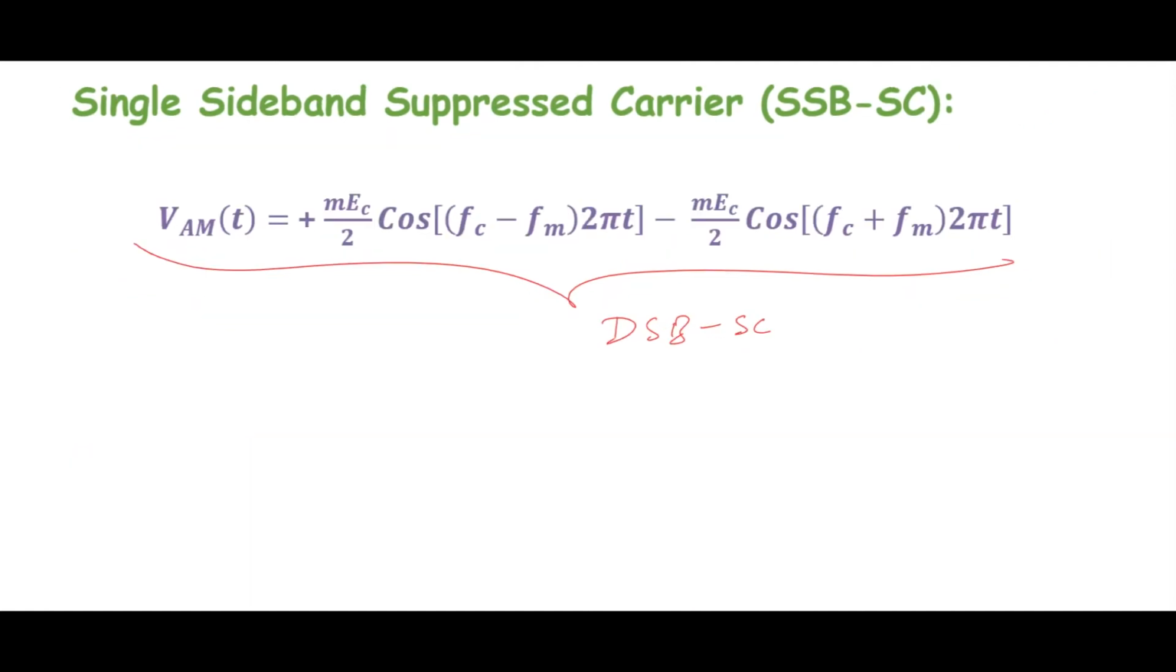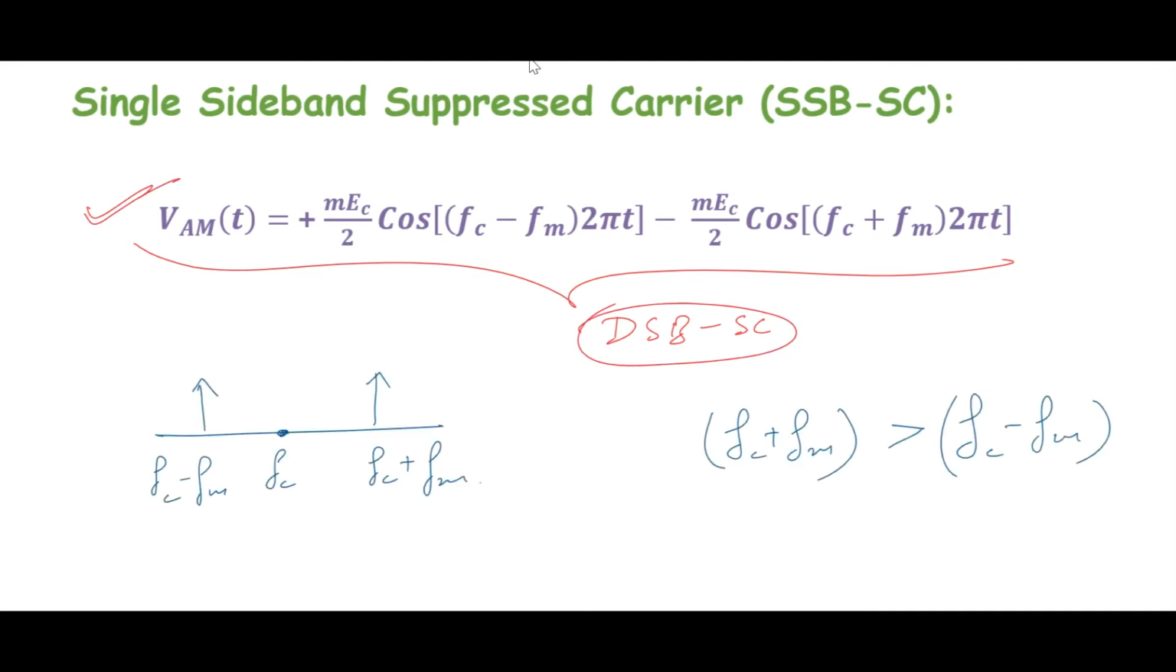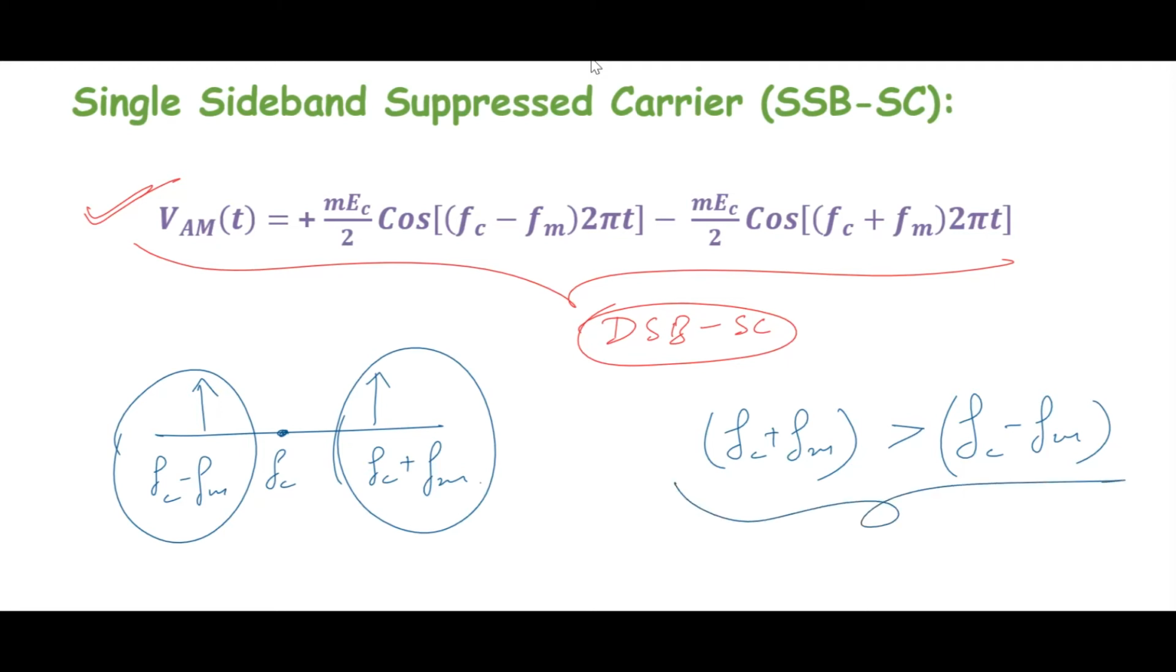To do so, we'll consider the waveform of DSB-SC again, and subject it to a band pass filter. The main idea is to tune the band pass filter either to this frequency or to this frequency, meaning we'll transmit only one sideband at a time. This makes use of the fact that the two frequencies are at different levels: fc plus fm is always greater than fc minus fm.